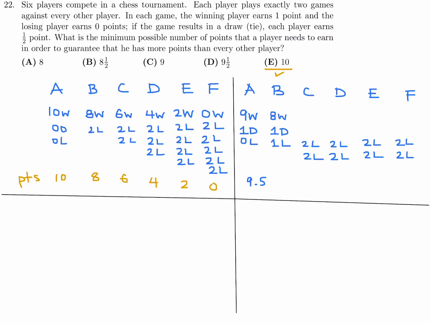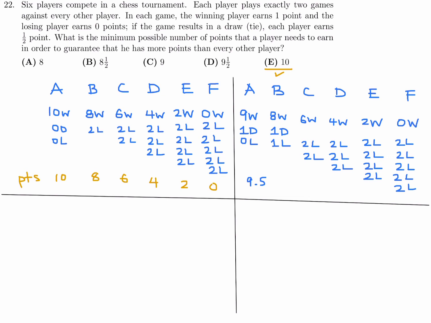C, let's just keep it simple and say he lost 4, so he won 6. Distribute those 6 losses. D lost 6, so won 4. Distribute those 4 matching losses. E lost 8, that means he won 2. Distribute those 2 losses, and then that means F has 0 wins.